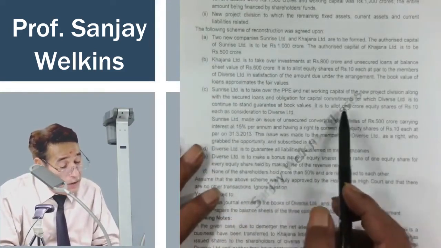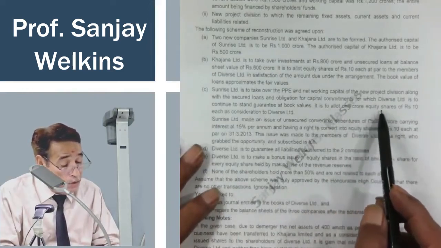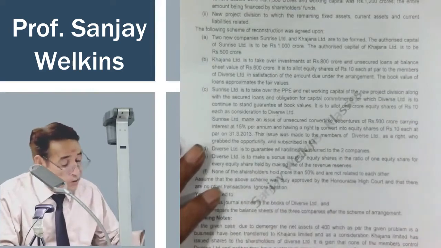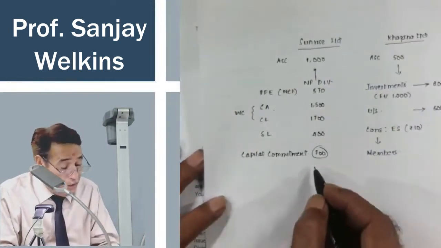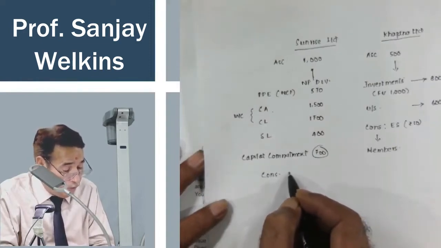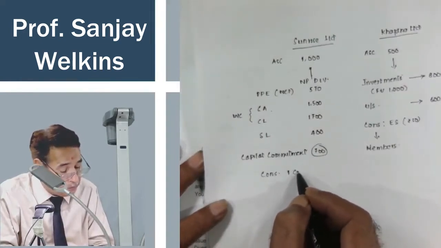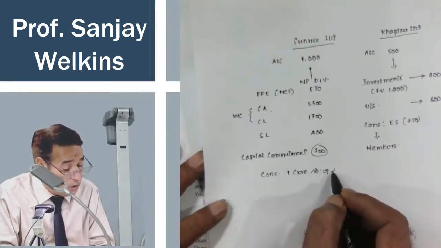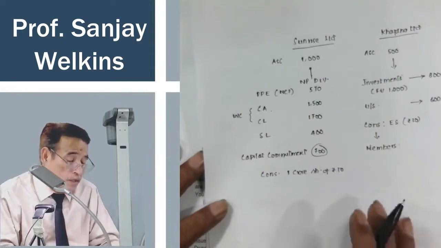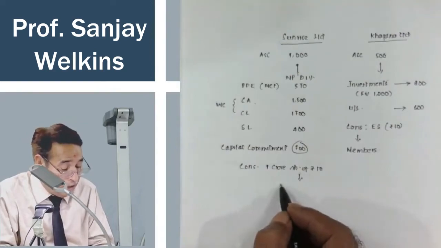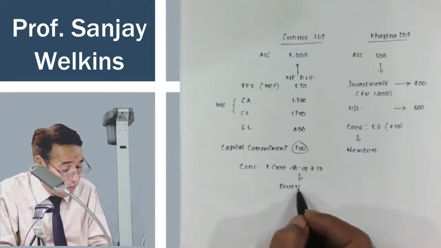Now the next point is, it is to allot 1 crore equity shares of 10 each as consideration to Diverse Limited. Now pay attention here. Now it is given that they are going to give us consideration in the form of 1 crore shares. 1 crore shares of rupees 10 each. That means total consideration will be 10 crores. And this consideration is being given to demerged entity, Diverse Limited, not to the members.